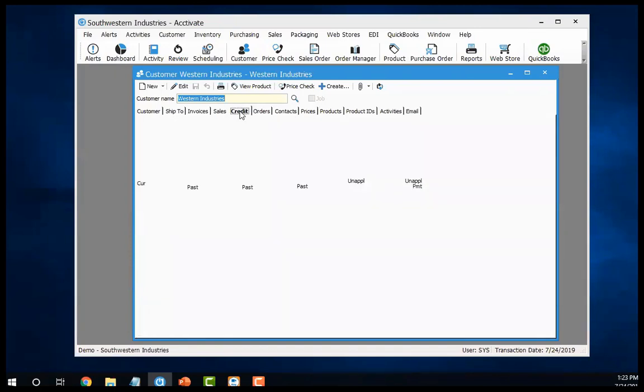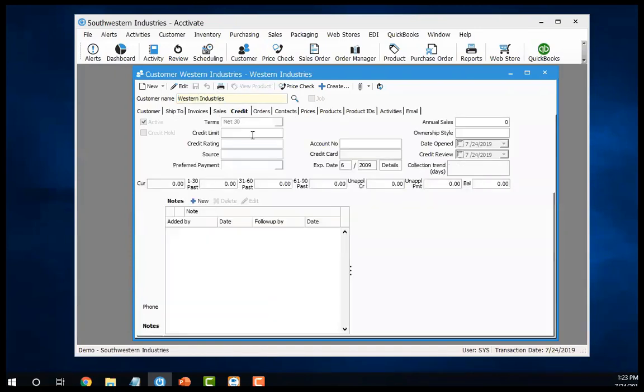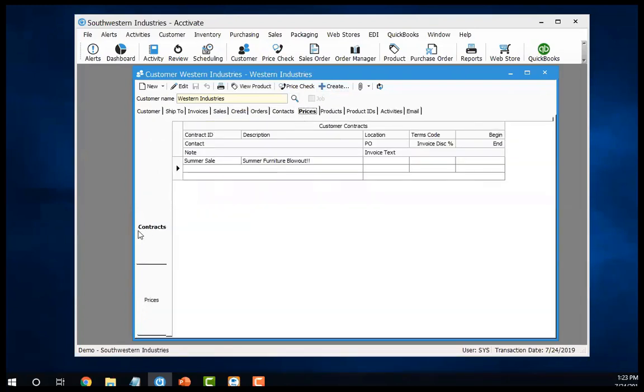Let's take a look at some things related to this customer. So our default terms code for Western Industries is net 30. So normally when they place orders, they've got 30 days to pay us. That's their terms. Well, one of the nifty things that you can do with customer contracts is you could change the terms code to where for orders placed that use this contract, they may have different terms. So, we haven't set a unique terms code for this yet.